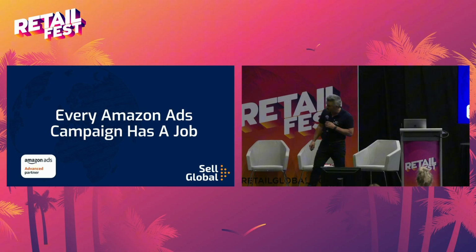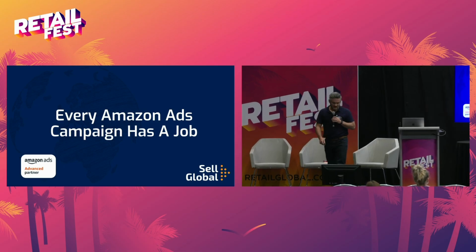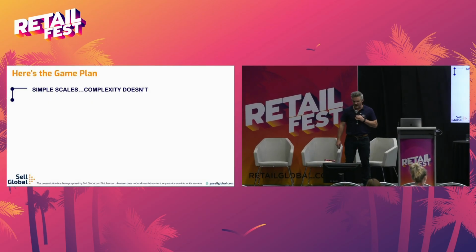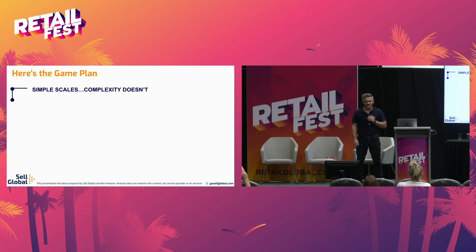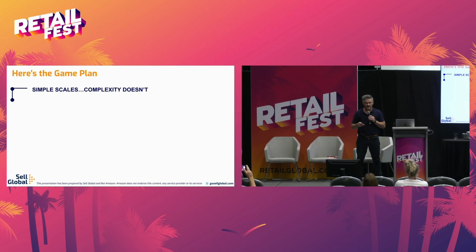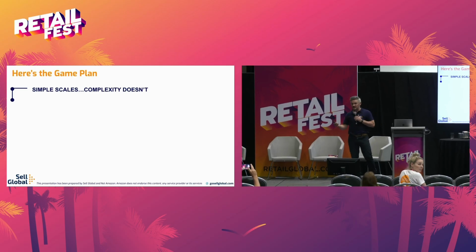My screen, is it showing up there? Yep, cool. So with Amazon Ads, the hardest part about Amazon Ads is the complexity of it. And so the place I wanted to start today is talking about how simple scales and complexity doesn't scale. And so you need a good framework for understanding how to make decisions. This isn't just for ads, this is for a bunch of things, but you need to have a good system or framework for understanding how to scale your advertising.